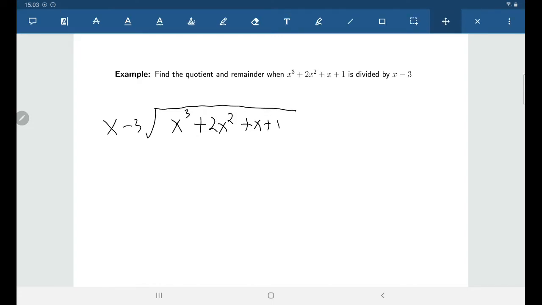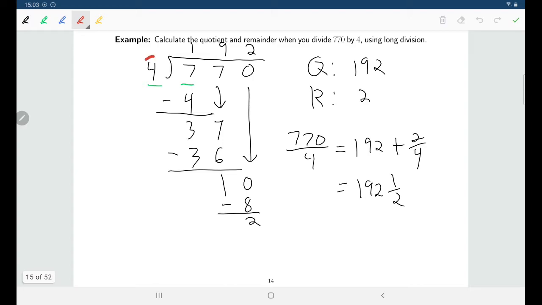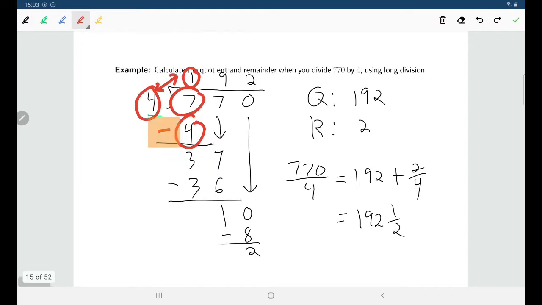I'm going to do the same sort of thing. On the previous slide, just a reminder, we asked ourselves things like, how many times does 4 go into this number? We figured out how many times it went in. We then multiplied those two numbers together. We then subtracted, and once we subtracted, we brought down the next digit. The same sort of thing is going to go on here.